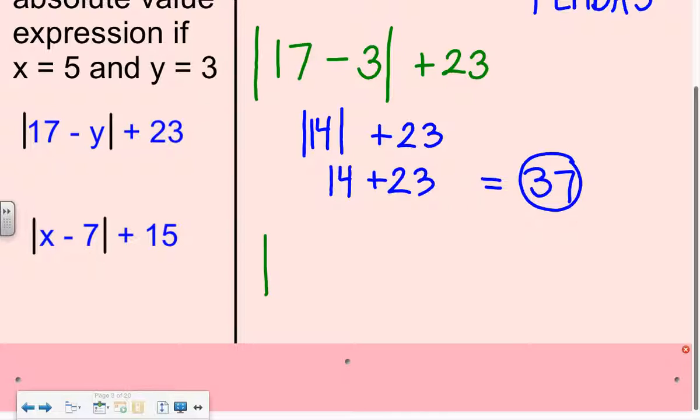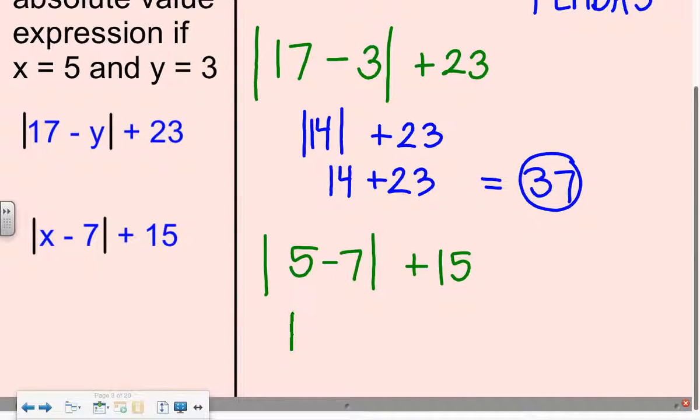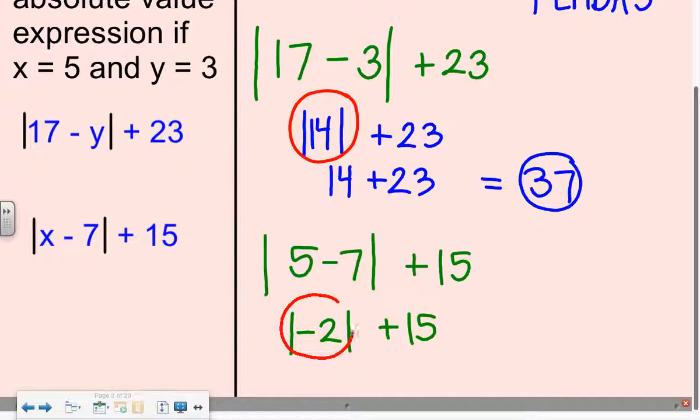Absolute value of x minus 7, so 5 minus 7 plus 15. Well, 5 minus 7 is negative 2 plus 15. One important thing to remember is you don't take the absolute value of anything until you're down to just one number. So up here we were down to just the 14 in the absolute value bars, so then I wrote 14. Here we're down to just negative 2, so just one number, so now I'll take the absolute value of it. The absolute value of negative 2 is 2. 2 plus 15 is 17.